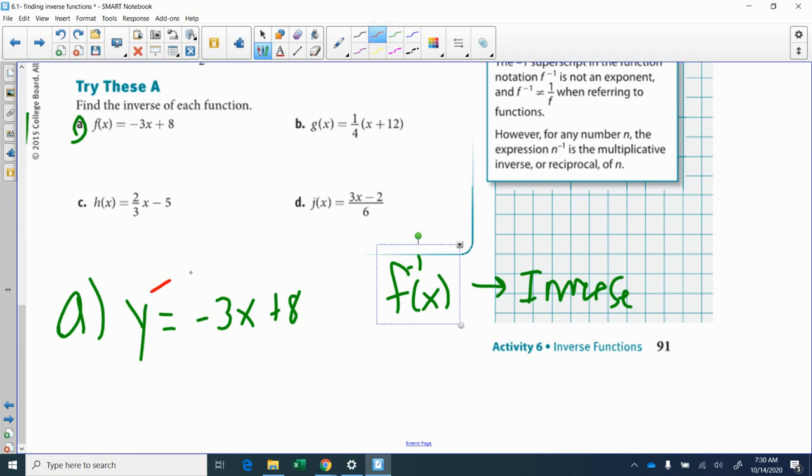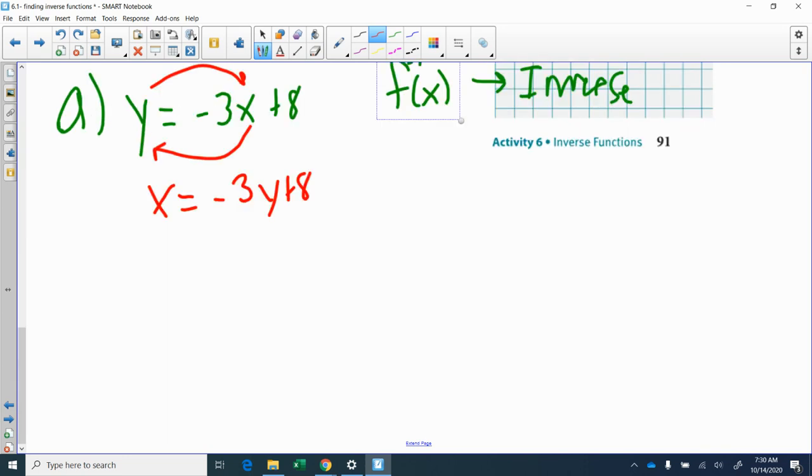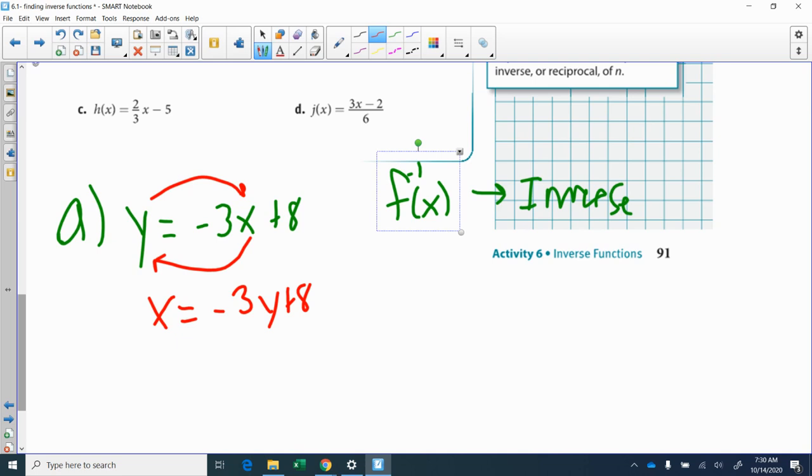Whenever I want to solve for an inverse, the first thing I'm going to do is flip x and y. Now note, that 3 is not going to come with it. It's literally just the x and the y that are going to flip. It becomes x equals negative 3y plus 8. And the reason I do this is just to keep things in line. Now, to solve this out, I want to get this y by itself. So we go ahead and work through our algebra skills.